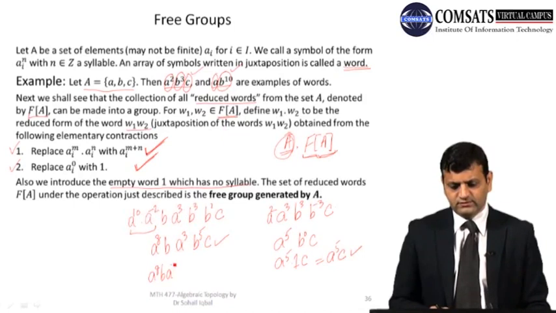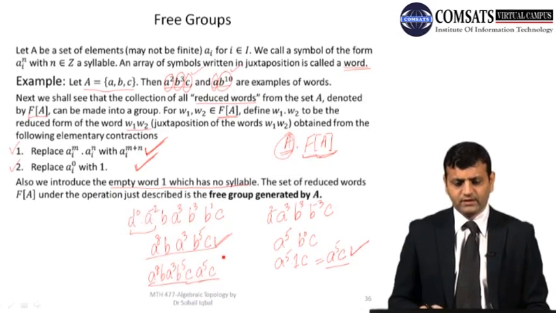So just like this, b raised to power 5, c, a raised to power 5, c. So I have written this word and this word. So this new word is basically the multiplication of this word and this reduced word. Okay, so under this operation the set of reduced words forms a group.